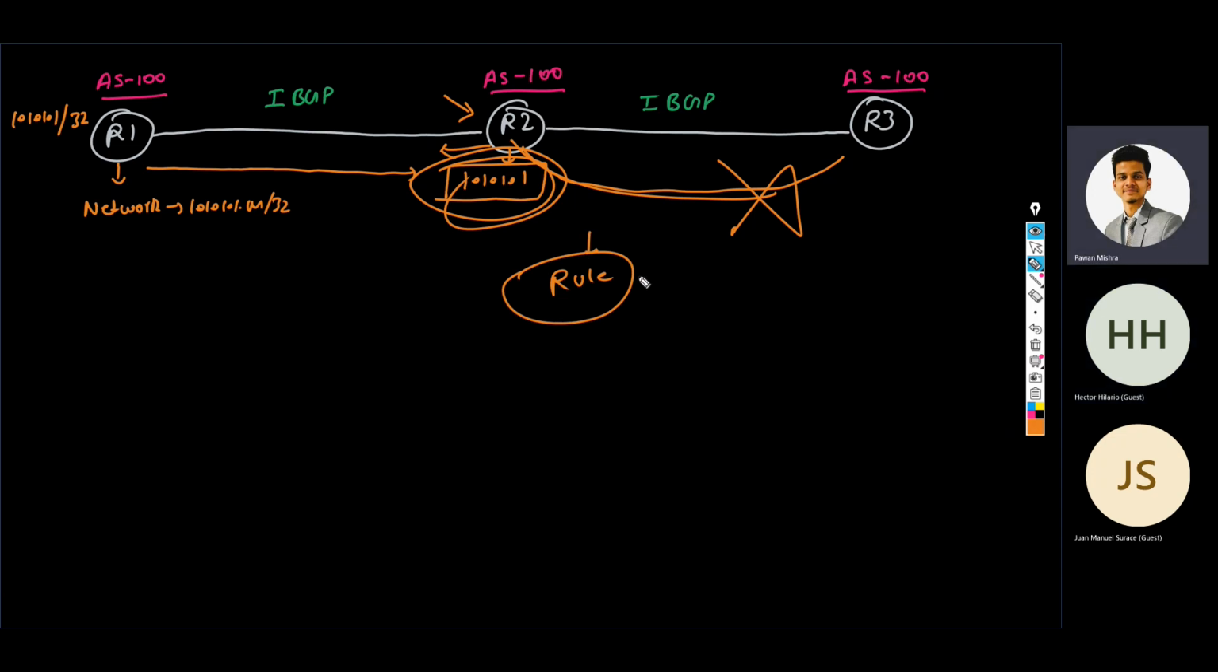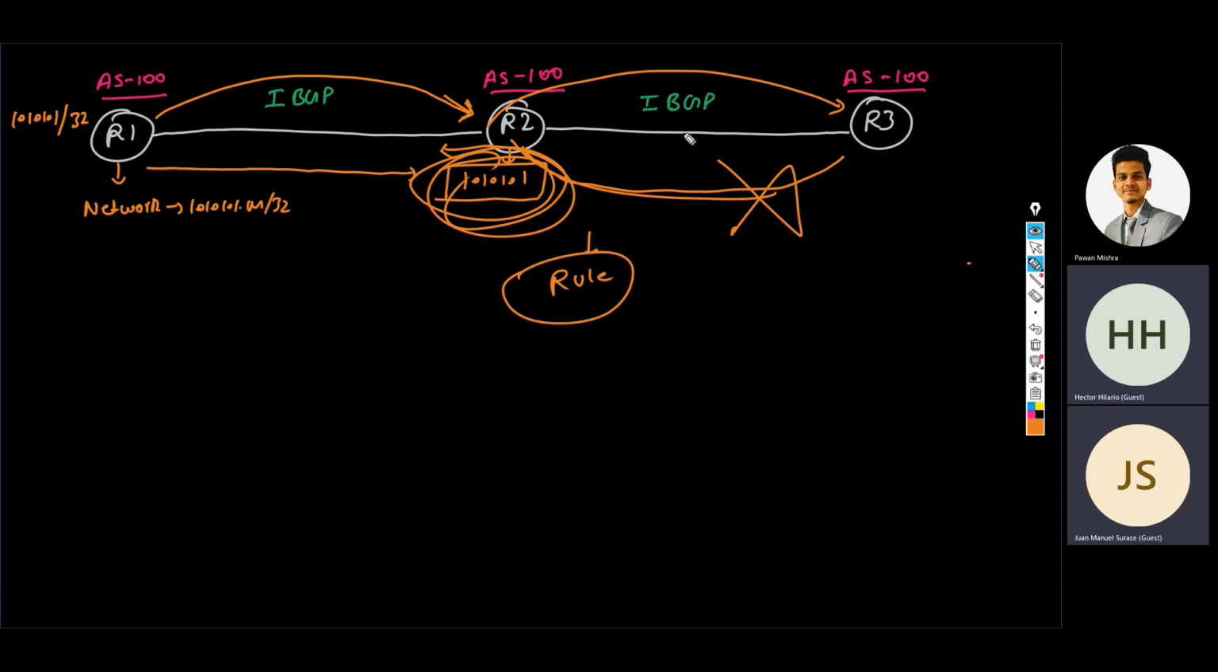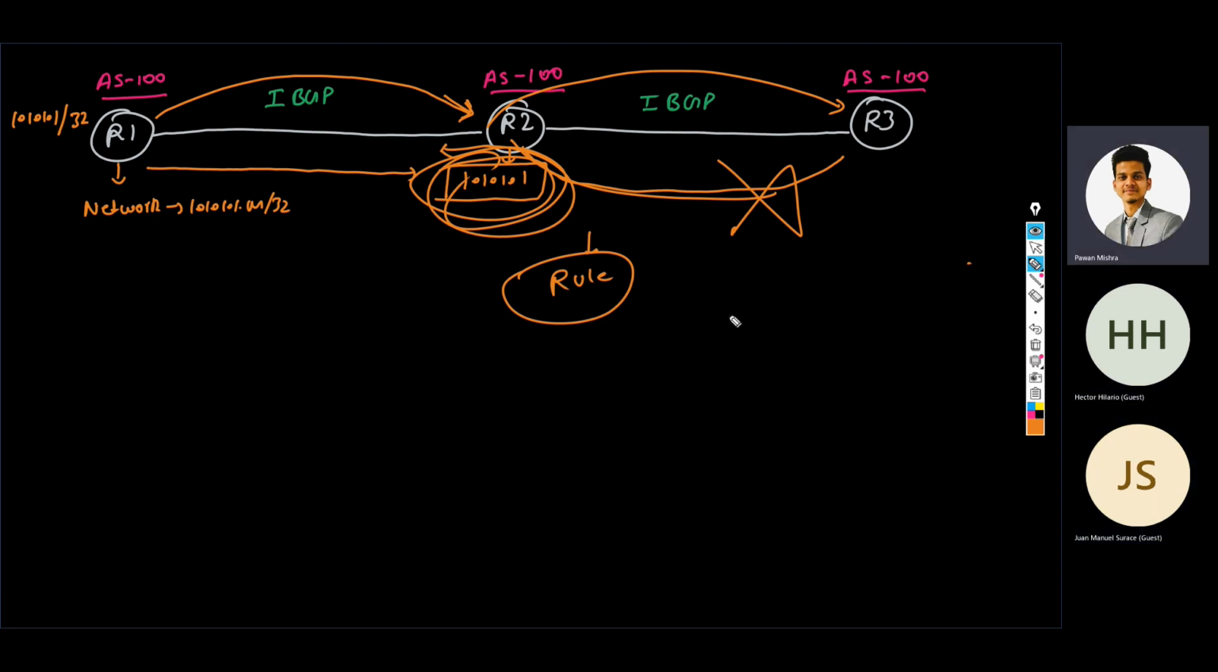And this is called the split horizon rule. We can say IBGP loop prevention mechanism or IBGP loop prevention rule. The router says, whenever I receive any route from my IBGP neighbor, I'm not able to share the same route to my next IBGP neighbor. Clear? This is in case of IBGP.